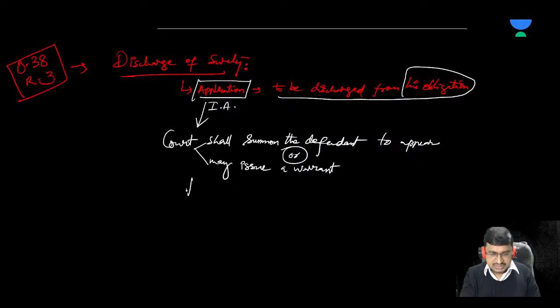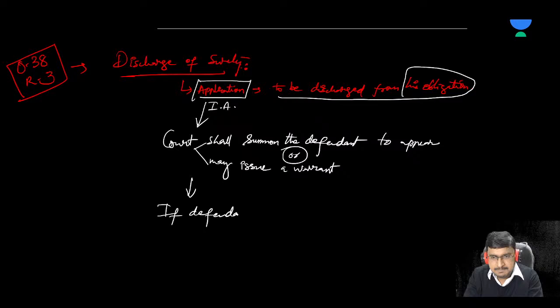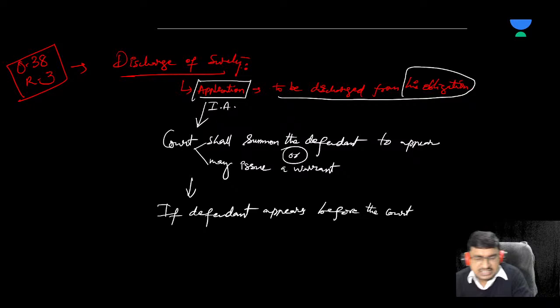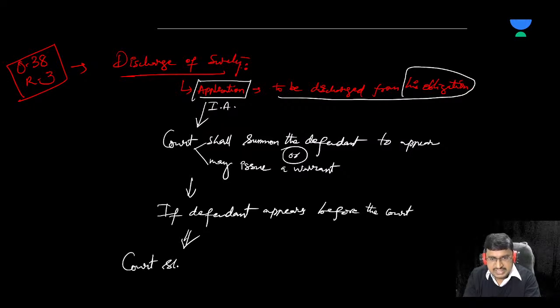This is the procedure, friends. Then on the appearance of the defendant in pursuance of the summons, if the defendant appears before the court in pursuance of the summons or warrant, on his voluntary surrender, or after service of a summons to him he appeared before the court of law, or after issuing of a warrant he appears before the court of law, or he voluntarily surrenders before the court of law, then the court shall direct the surety.